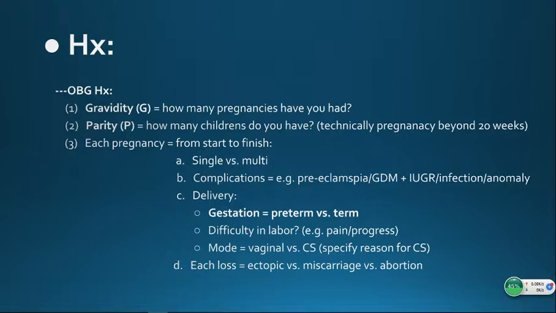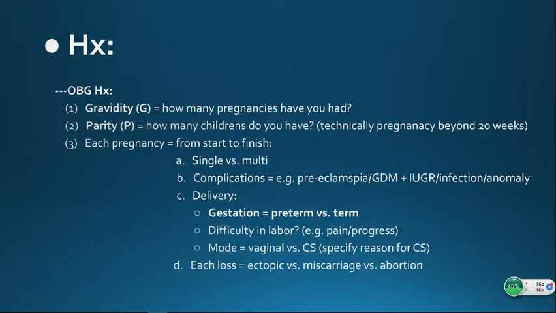And were there any difficulties during labor, such as pain and progress? Was there any need for instrumental delivery? Was the birth vaginal or cesarean section? And importantly, if the baby was delivered via a cesarean, you need to specify the reason.